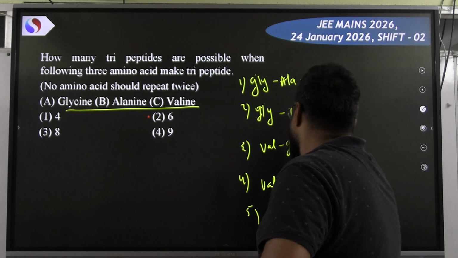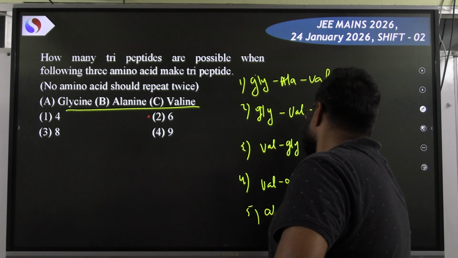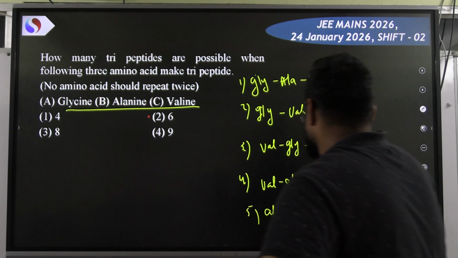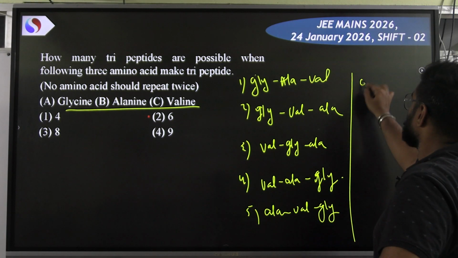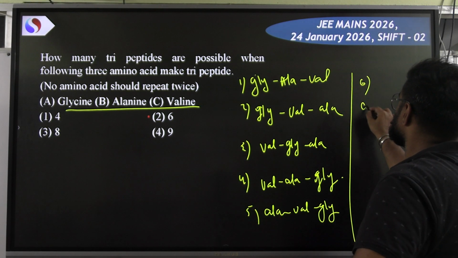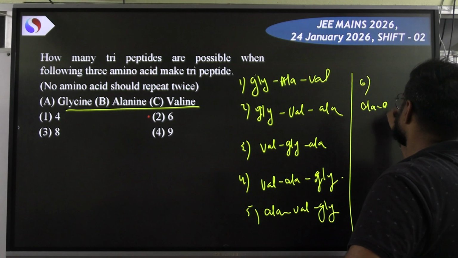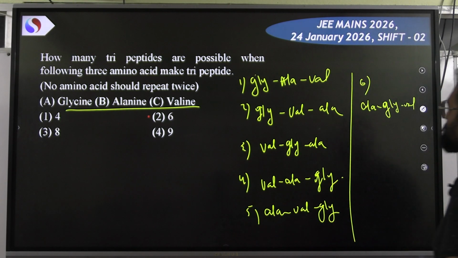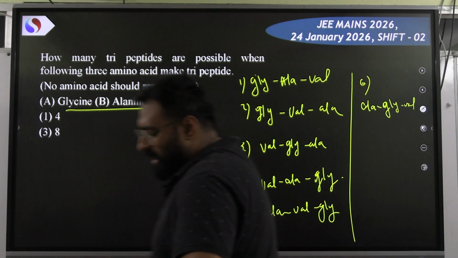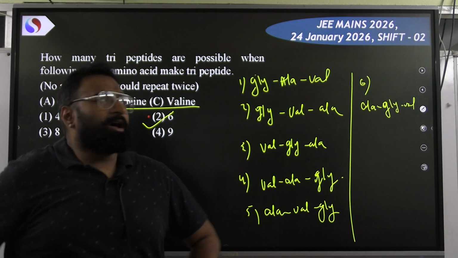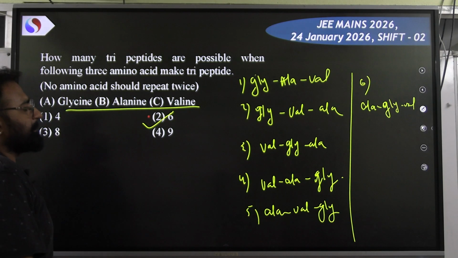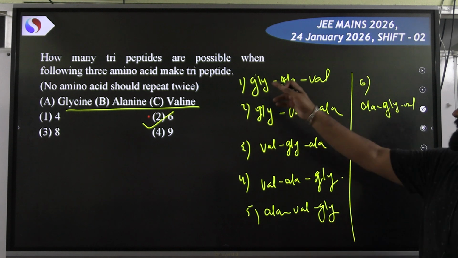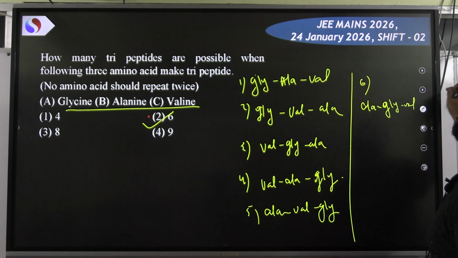Now 5th, I am rotating both of them. So this is ALA, VAL and GLY. And 6th, I am rotating this. So ALA, GLY, VAL. So these are the possible options. There are a total of 6 possible tripeptides when we combine these 3.